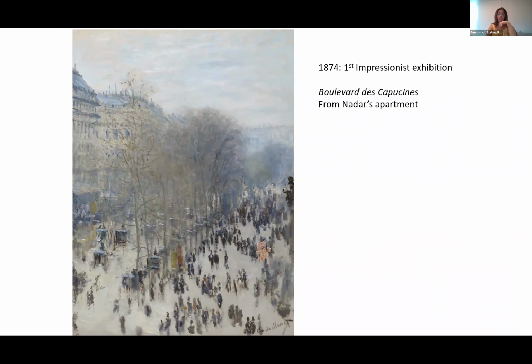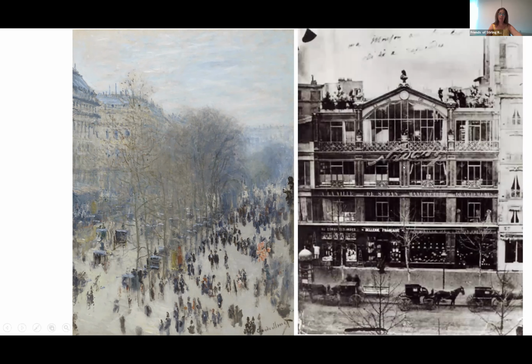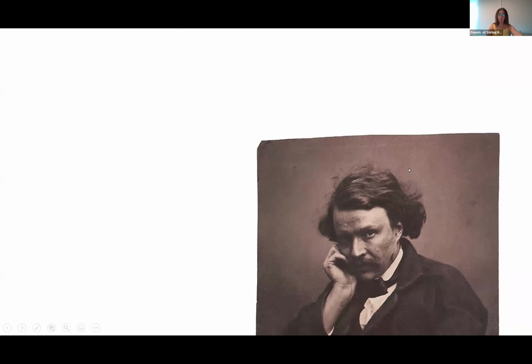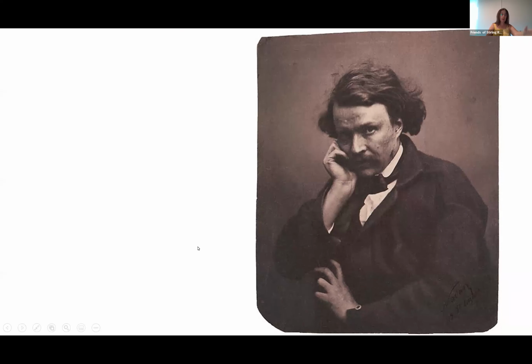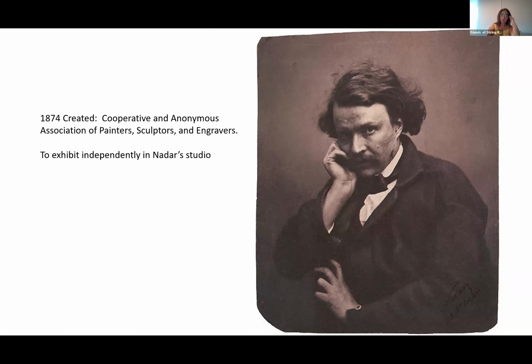They're going to have their first exhibition in 1874. This is the first exhibition of the group at Nadar's apartment. Here we have an image of the Boulevard des Capucines, which we see from a very high vantage point, looking down into the street. And the apartment was right here, and this is more or less the view from there. And this is where they're going to have their first exhibition. Nadar was a very famous photographer. He actually photographed many celebrities of his time. Many people knew his studio.